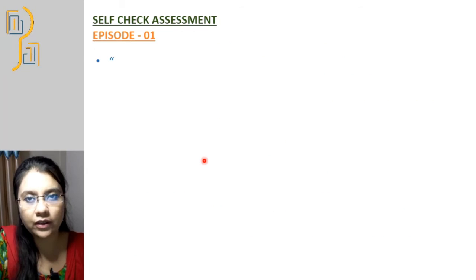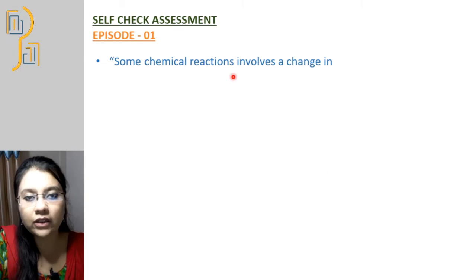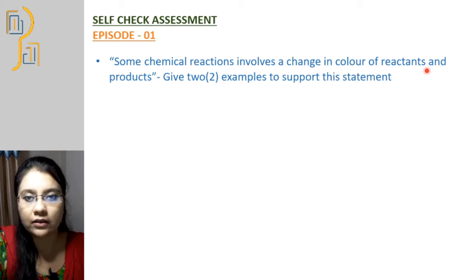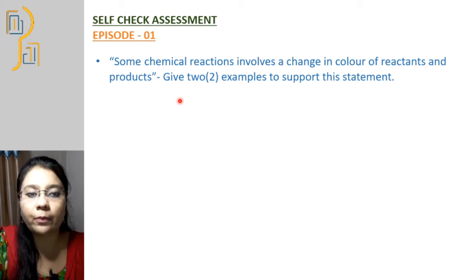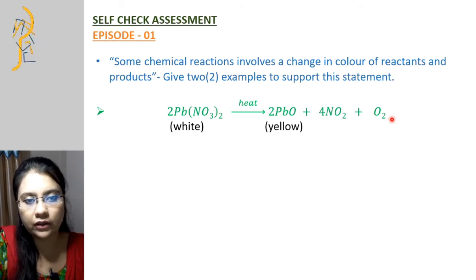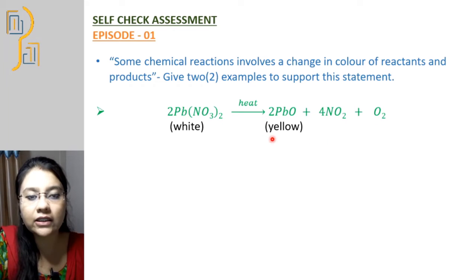The next question is, some chemical reactions involve a change in color of reactants and products. Give 2 examples to support this statement. Lead nitrate, which is white in color, if subjected to heat, forms lead oxide, nitrogen dioxide and oxygen. This lead oxide is yellow in color. So we see there is a change of color of the reactants and the products.